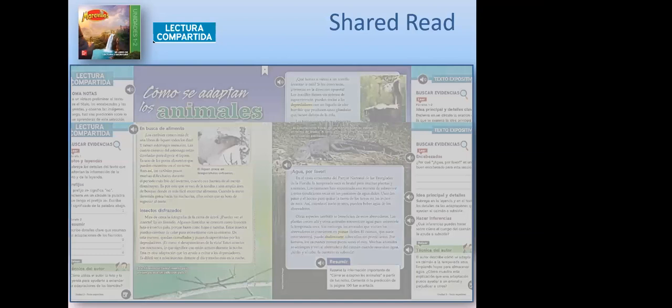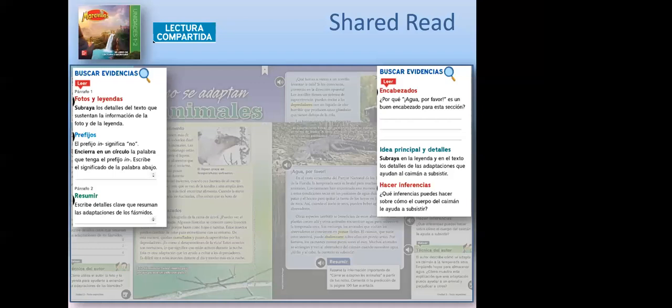All right, la guía de la instrucción es lo que van a encontrar a los lados. La primera vez que leemos, ¿qué estamos haciendo? Vamos a buscar las fotos y las leyendas, subrayen, busquen los detalles en ese texto that's going to help me understand that text. Los prefijos, right, that vocabulary strategy. Hacer un resumen de porciones del texto.